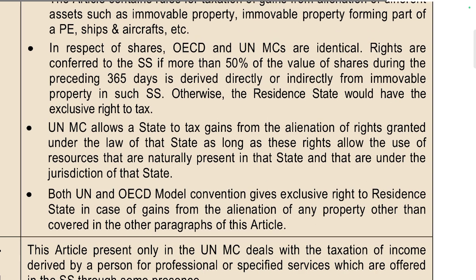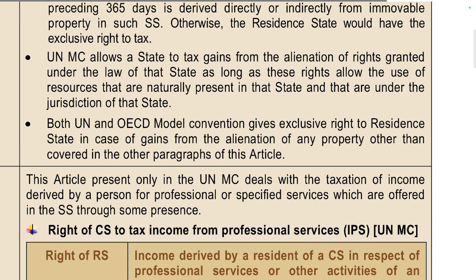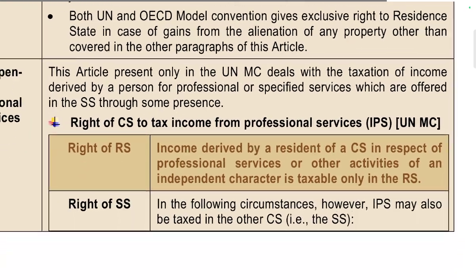Otherwise, the resident state should have the exclusive right to tax. The UN model convention allows the source state to tax gains from the alienation of a right gained under the law of the state, so long as the right allows the use of resources that are naturally present in the state and under the jurisdiction of the state. Both the UN and OECD model conventions give exclusive right to the resident state to tax capital gains from the alienation of any property other than that covered in the preceding paragraphs of the article.